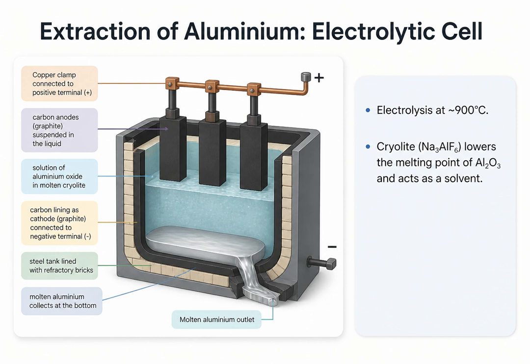Pure aluminum oxide melts at over 2000 degrees Celsius, which is incredibly expensive to maintain. By dissolving it in cryolite, the melting point of the mixture drops to around 900 degrees Celsius, saving massive amounts of energy. The cryolite also acts as an excellent solvent and improves the electrical conductivity of the cell.